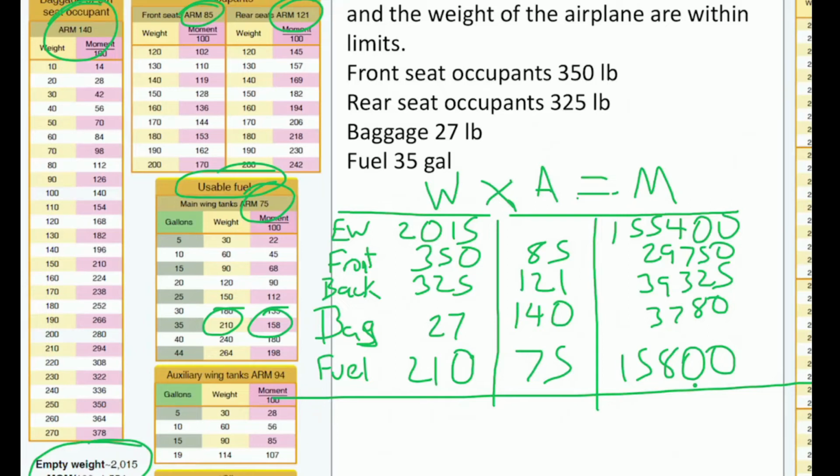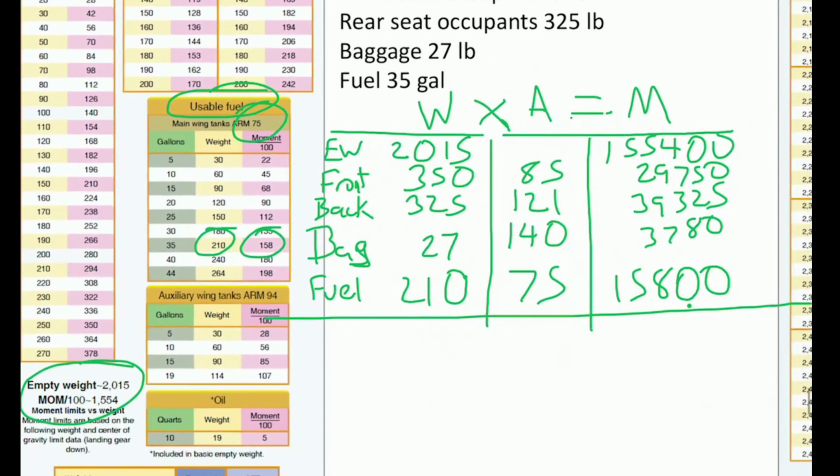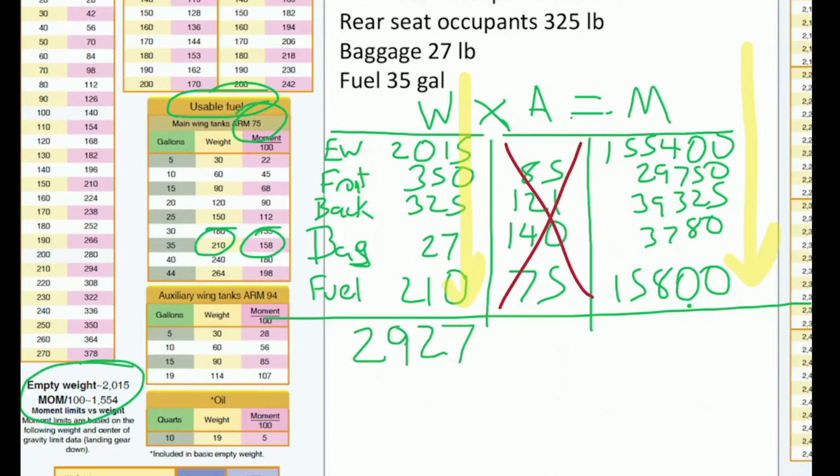All right, now what we got to do is we got to add up our weights and our moments. Do not need to do anything else with the arms. So do not add those down or anything crazy like that, because it'll mess it all up. All right, so let's go ahead and total up our weights. Our total weight of the aircraft with the front seat, back seat, bags, and fuel is 2927. Total moments is 244005.